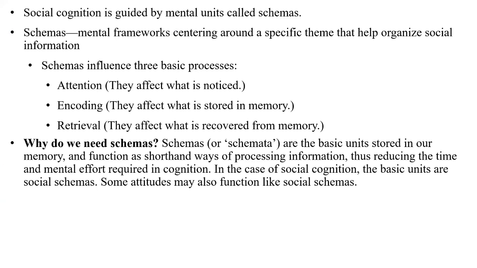Social cognition is guided by mental units called schemas. Okay, it is basically social cognition is guided by mental units, which is known as schemas. So, what are schemas? Schemas are basically mental frameworks based on a particular theme, okay, particular topic or particular theme, and it helps us organize social information. Basically, whatever information we have about any object, for example, orange, whatever information we have about it, that mental framework centering around orange is known as a schema.